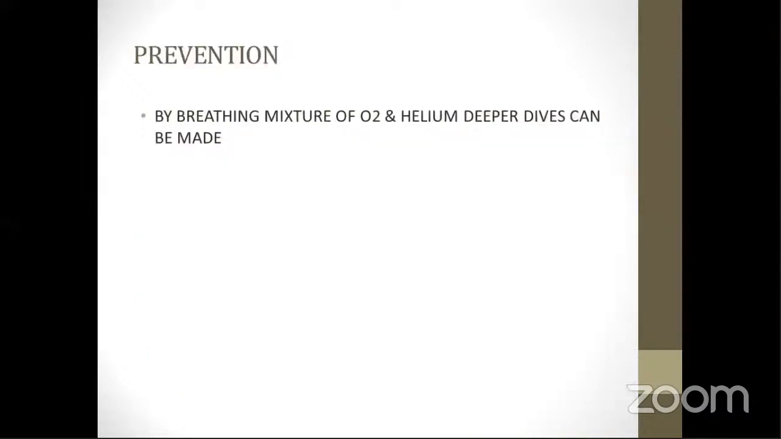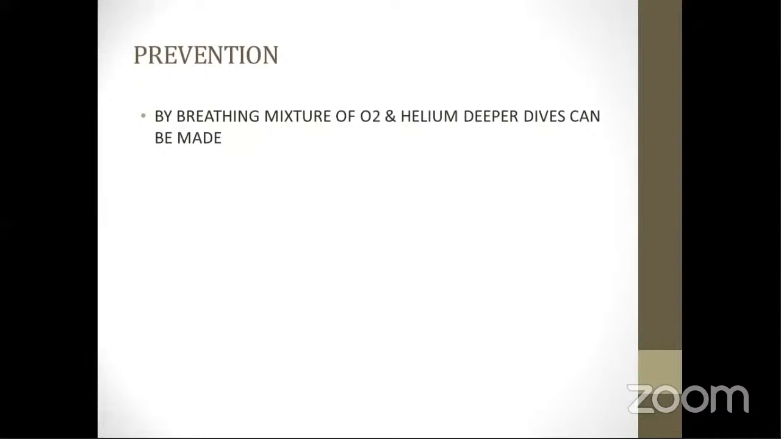And how will you prevent this condition? It can be prevented by breathing a mixture of oxygen and helium. Helium can be used in place of nitrogen. Helium can replace nitrogen in the breathing mixture when the person goes for deeper dives. That is how you can prevent it.